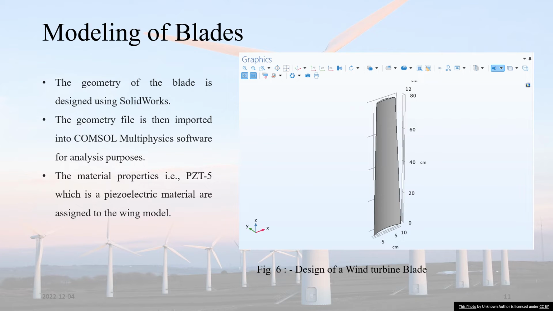And moving on to the modeling of the blades. Firstly, with respect to the dimensions of the blades, the corresponding geometry is developed in SolidWorks software. The geometry file is then imported into the COMSOL Multiphysics software for the analysis. Here we have carried out the finite element analysis, and the material considered is PZT5, which is the standard piezoelectric material assigned to the turbine.